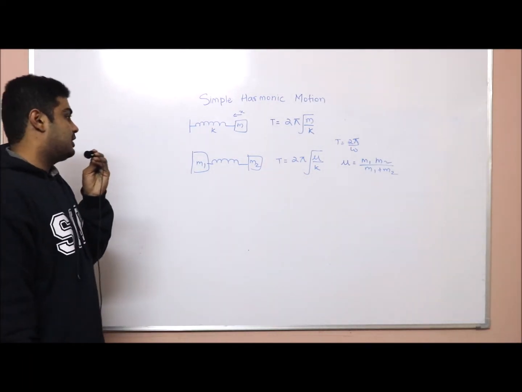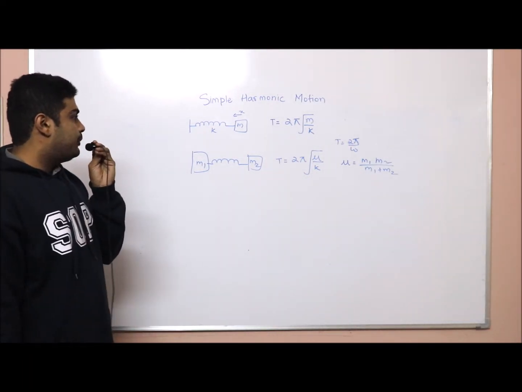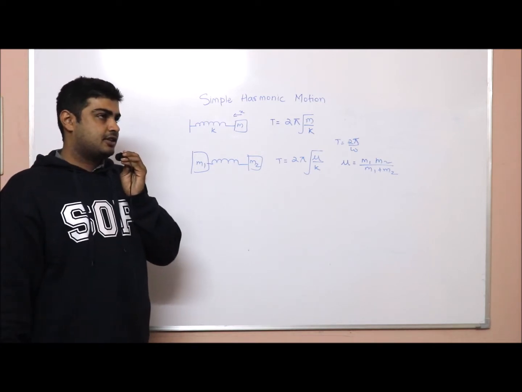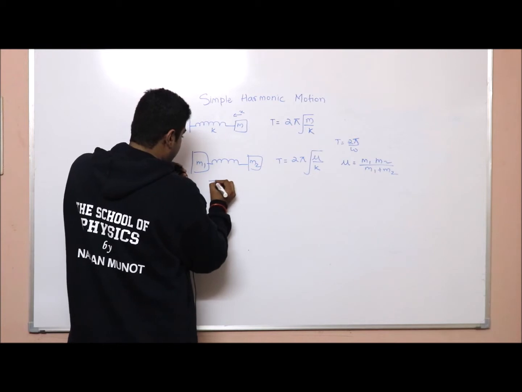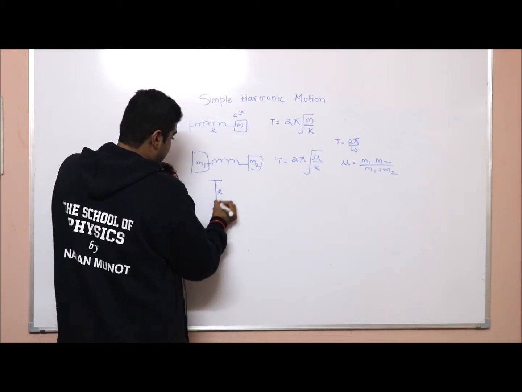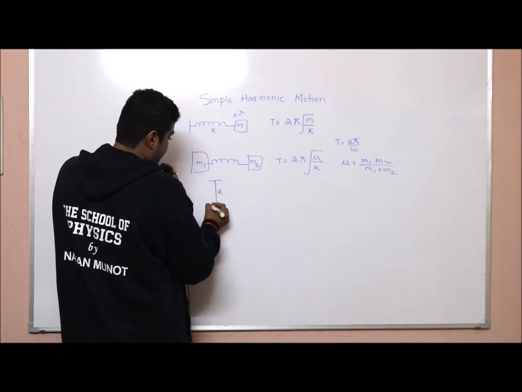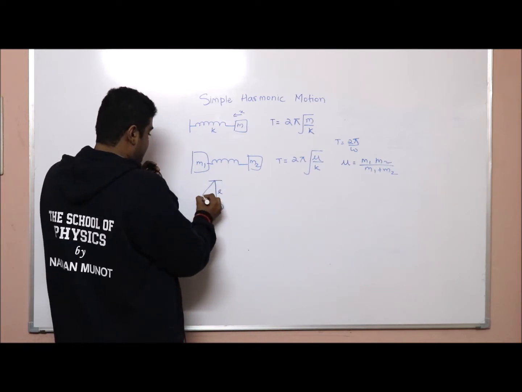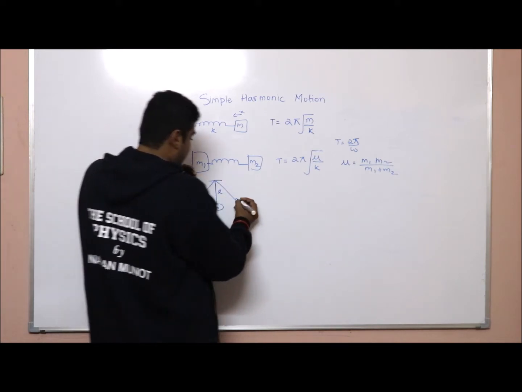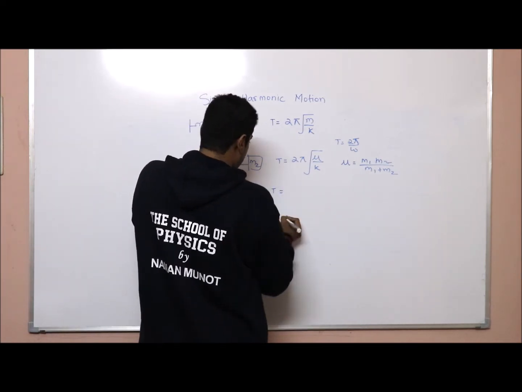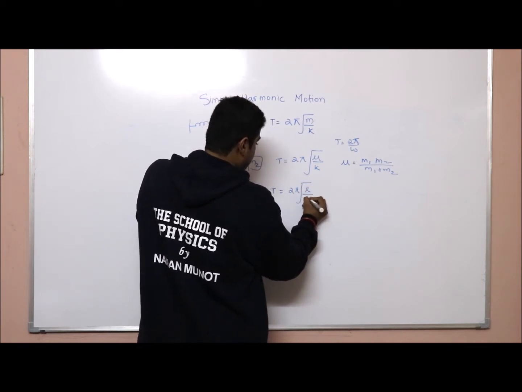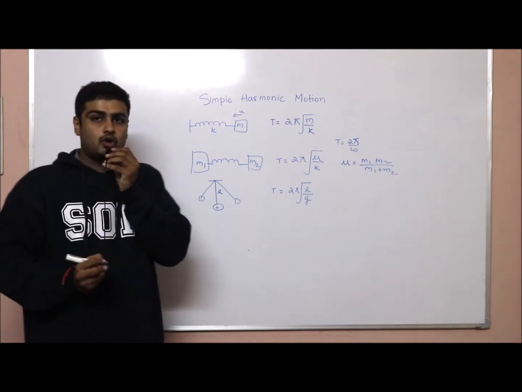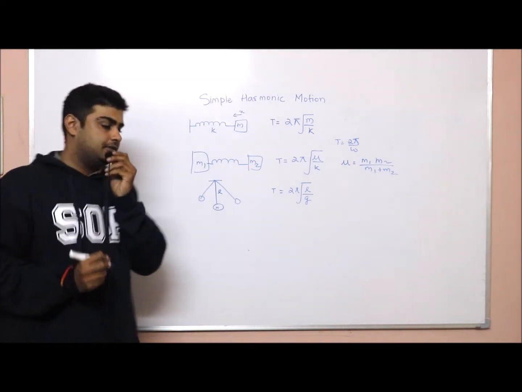Now the third type of SHM is a simple pendulum. We have a simple pendulum, its length is L and this is the mass. It does SHM. The time period will be equal to 2 pi under root of L by g.